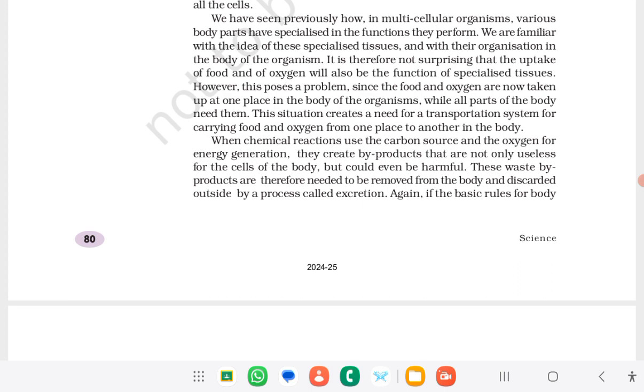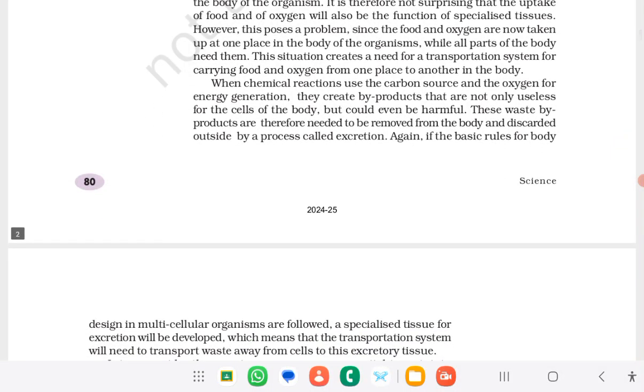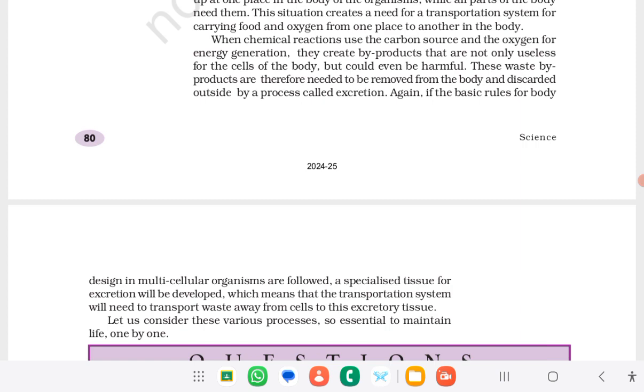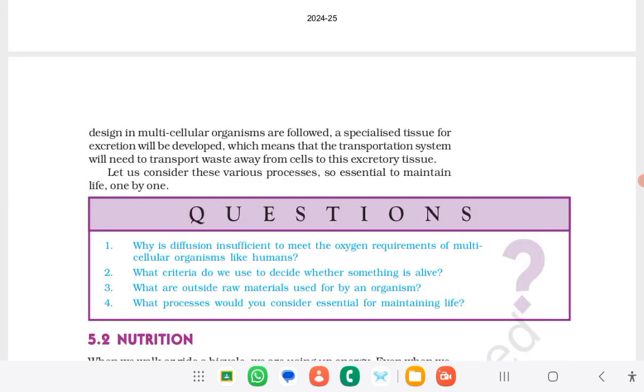When chemical reactions use the carbon source and the oxygen for energy generation, they create byproducts that are not only useless for the cells of the body but could even be harmful. These waste byproducts therefore need to be removed from the body and discarded outside by a process called excretion. Again, if the basic rules for body design in multicellular organisms are followed, a specialized tissue for excretion will be developed, which means that the transportation system will need to transport waste away from cells to this excretory tissue.